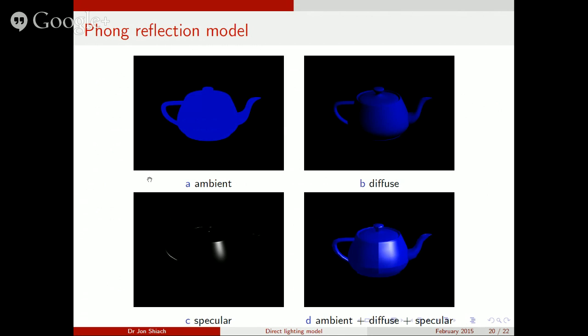Down here, specular. Notice specular only gives us those shiny bits. It doesn't give us any idea of what the color of the object is. It only gives us, this is what light coming from the point light source, hitting the teapot and bouncing out. If we add them all together, we get our complete Phong model. So that's your direct lighting model for the teapot.